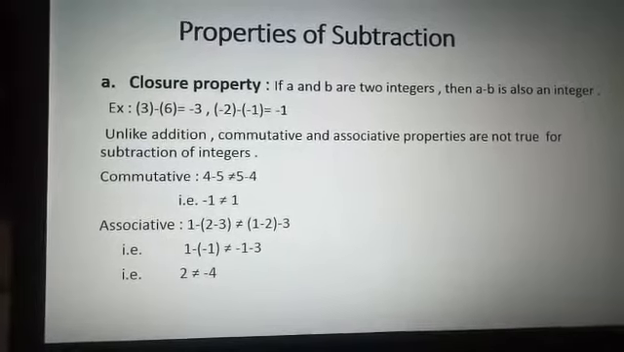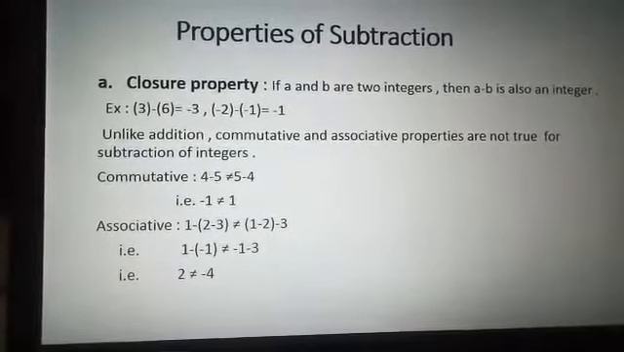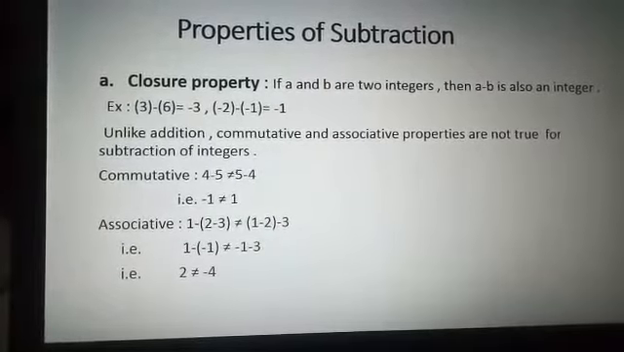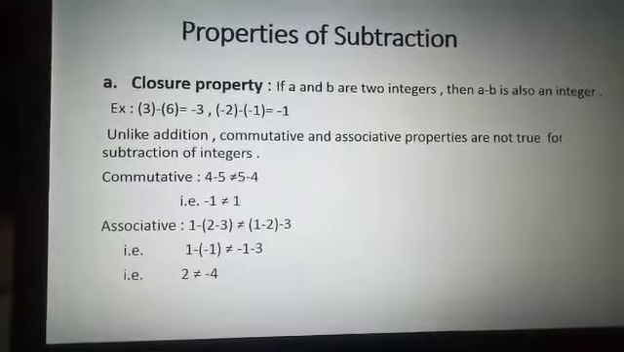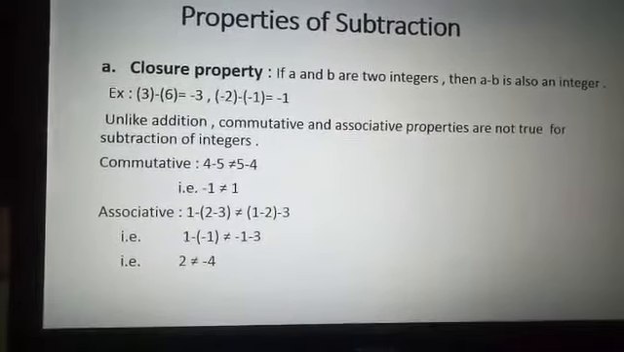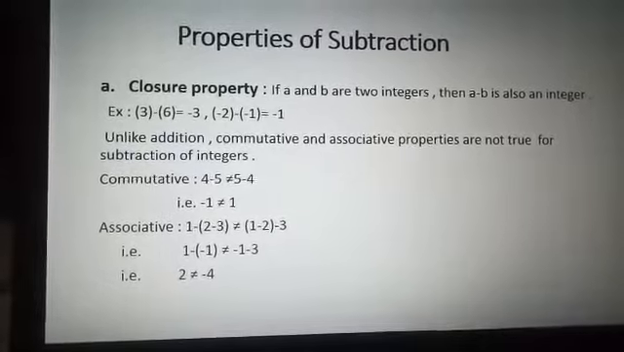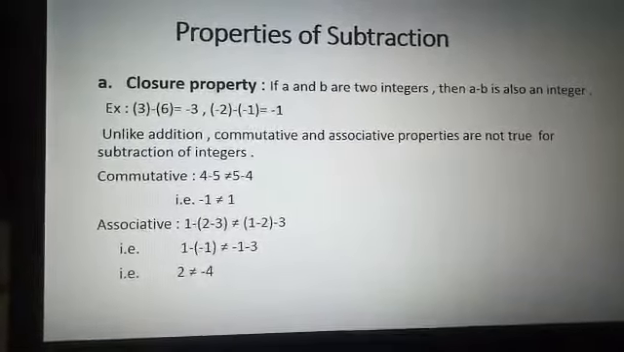2 minus 3 will be minus 1. 1 minus in bracket minus 1, you will get the answer 2. And on the right hand side you will get the answer minus 4. Is 2 equal to minus 4? No. So associative property does not hold for subtraction.